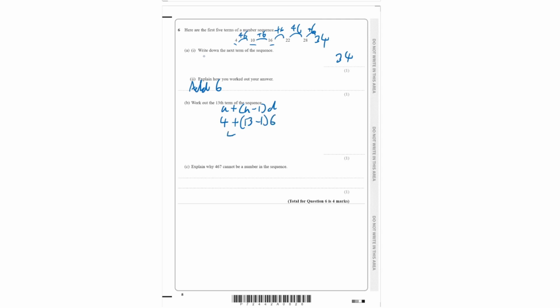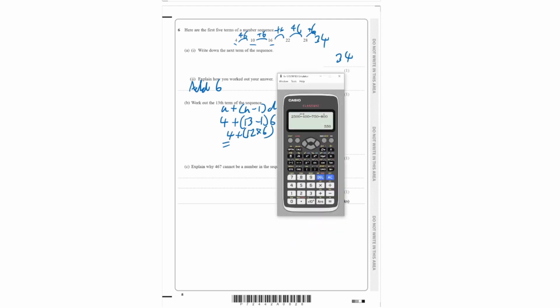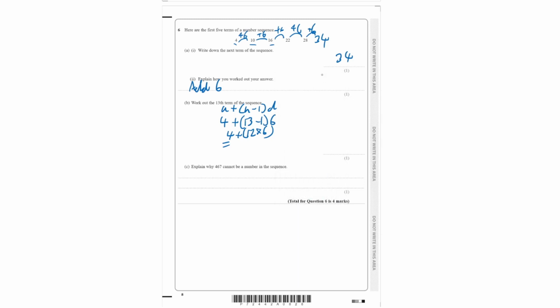We can simplify this to 4 plus 12 times 6. Now, if we put this into a calculator, we can find our answer. 4 plus 12 times 6 gives us 76. So what did we do here? We started off with 4 and we simply added 6, 12 times. So we can see here that we have 76.